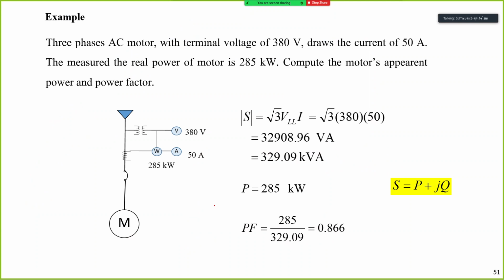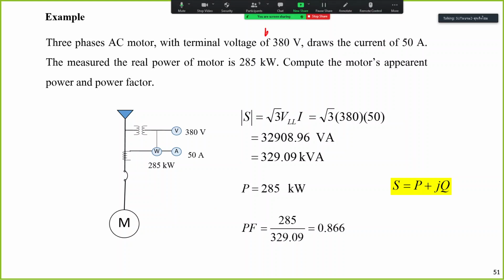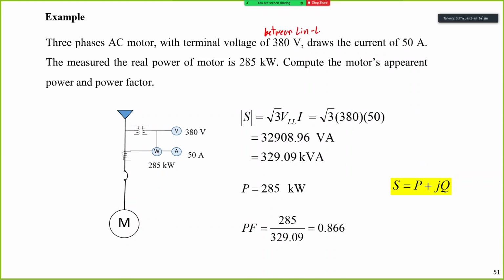Okay, let's see some example. In case we have an AC motor with the voltage supply of 380 volt. 380 volt means between line to line, right? And this motor draws the current of 50 ampere. Okay, and we measure the real power of this motor, 285 kilowatt. This is called a single line diagram.